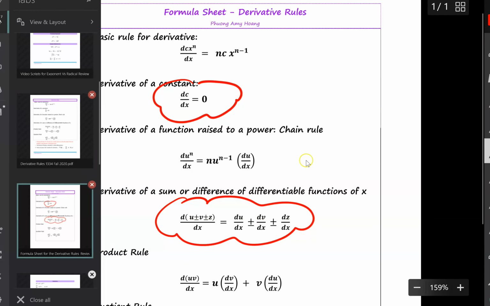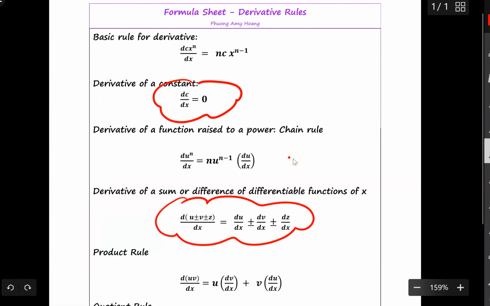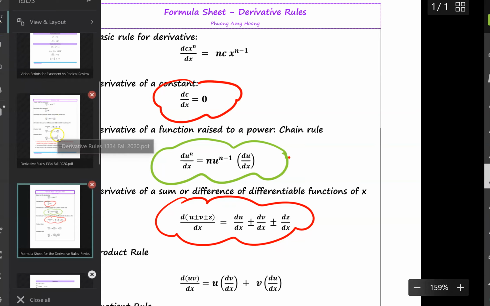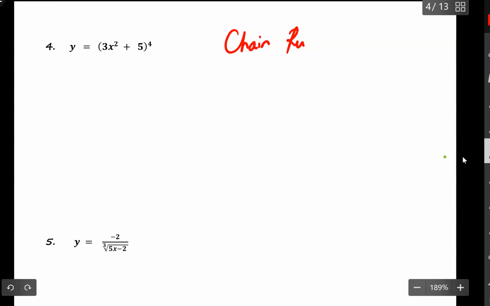Okay, so here's the chain rule. This one is the chain rule that I'm talking about. You are going to let u equal to that function. You differentiate that function u, and then you multiply by the derivative of what is inside the brackets. Okay, so let's get back to our example. In this case, I will apply the chain rule. So I will write it here, chain rule.